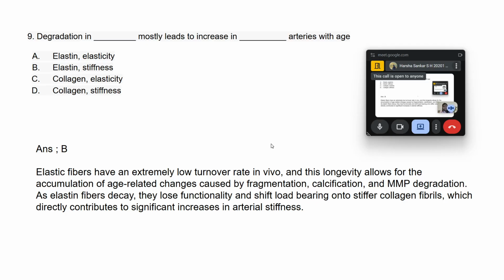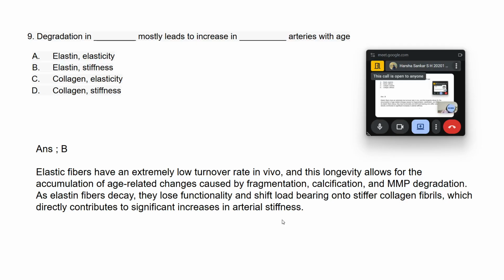Elastic fibers have an extremely low turnover rate in vivo, and this longevity allows for the accumulation of age-related changes caused by fragmentation, calcification and MMP degradation. As elastin fibers decay, they lose functionality and shift load bearing onto stiffer collagen fibrils, which directly contributes to a significant increase in arterial stiffness. So what are the reasons? It can be due to fragmentation, calcification, deposition of calcium, and degradation of the muscle layer. So elastin decays and load shifts to the stiffer collagen fibers, which directly contribute to the significant increase in arterial stiffness.